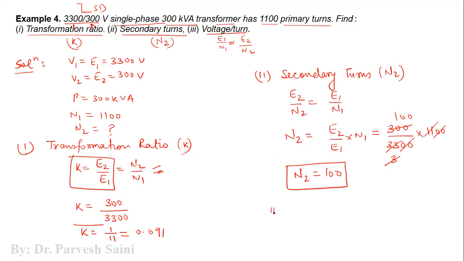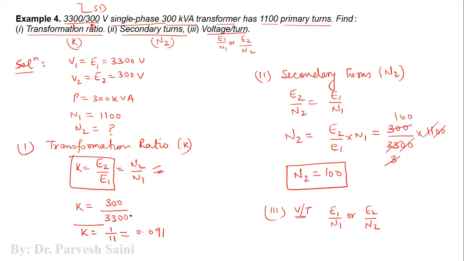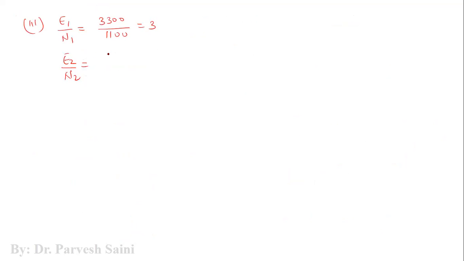Now the third is we have to find out the voltage to turn ratio. So we can use the simple formula E1 by N1 or we can use E2 by N2. It is very simple. So let us use E1 by N1, which is voltage to turn ratio. It is 3300 divided by 1100. So it is equal to 3. Even if you use E2 by N2, the value of E2 is 300 and N2 is 100. So even then this is also equal to 3. So the voltage to turn ratio is 3.